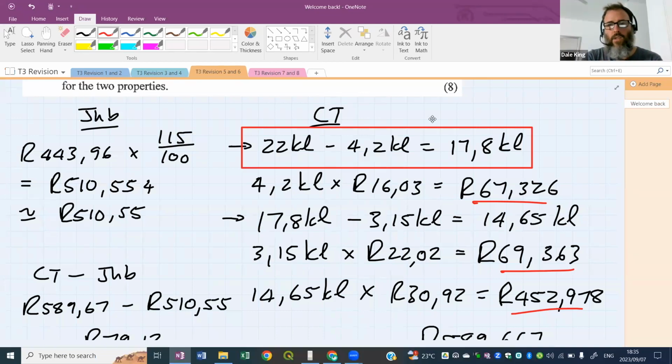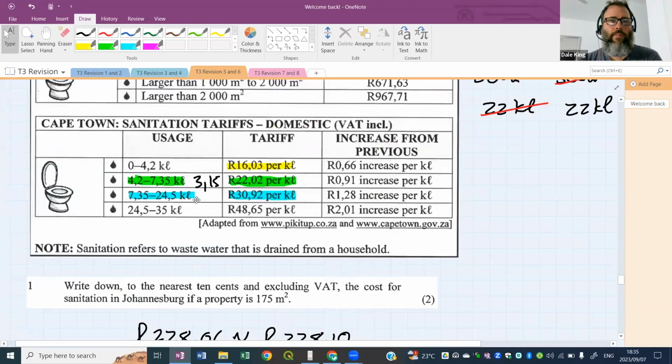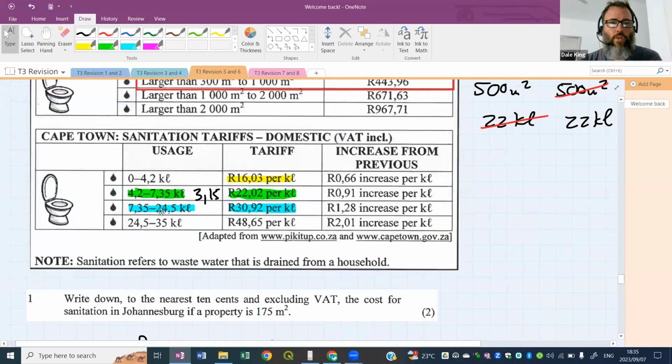You need to go bracket by bracket, sir. Yeah, you've got to work through each bracket. You can't say that because we've got 22, we charge a flat rate and just charge all 22 at 30 Rand 92. You can't do that. This is a sliding scale tariff, and the reason they do this is because they're trying to prevent people from using too much water or too much sanitation.